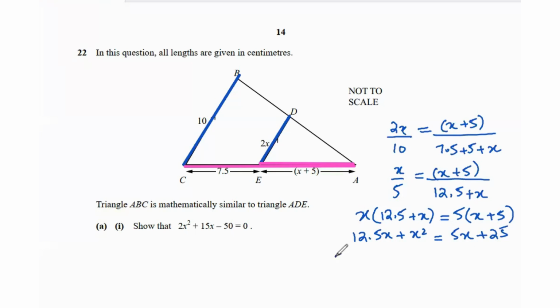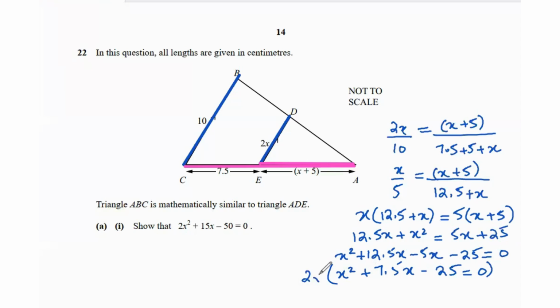Collect the terms on one side. So x squared plus 12.5x minus 5x minus 25 equals 0. So x squared plus 7.5x minus 25 is equal to 0. Now in the question, there are no decimals, which means we need to multiply this entire thing by 2. That'll be 2x squared plus 15x minus 50 equals 0. That is the equation that I wanted us to show.